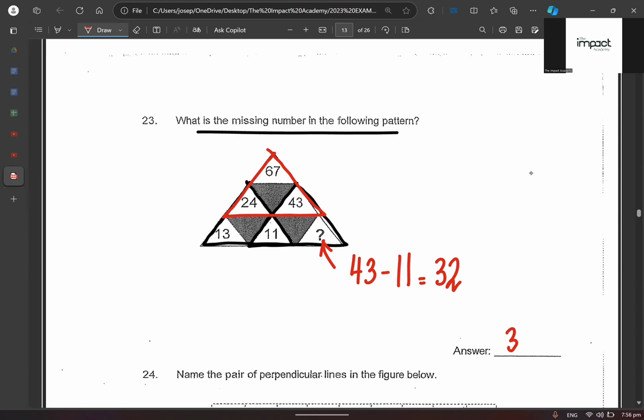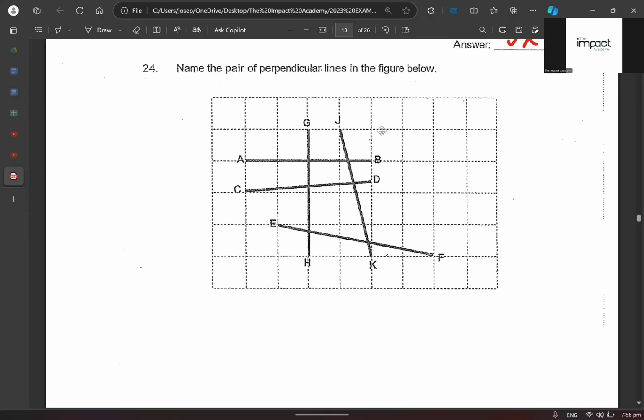All right, so that's the reason why your answer for this question has to be 32. For the next question, they are asking for the what?